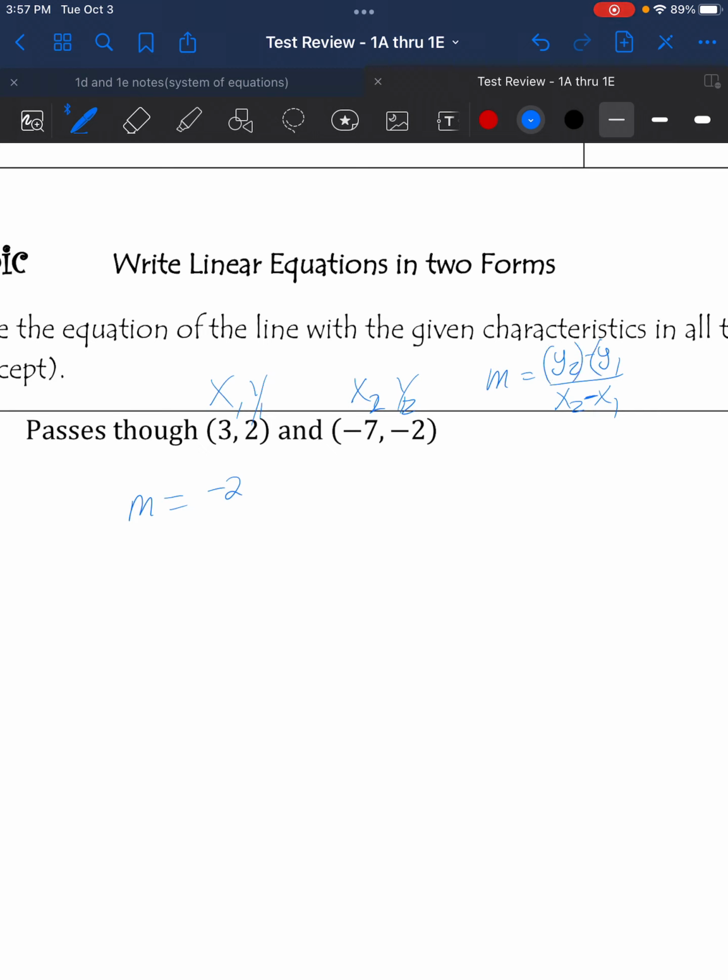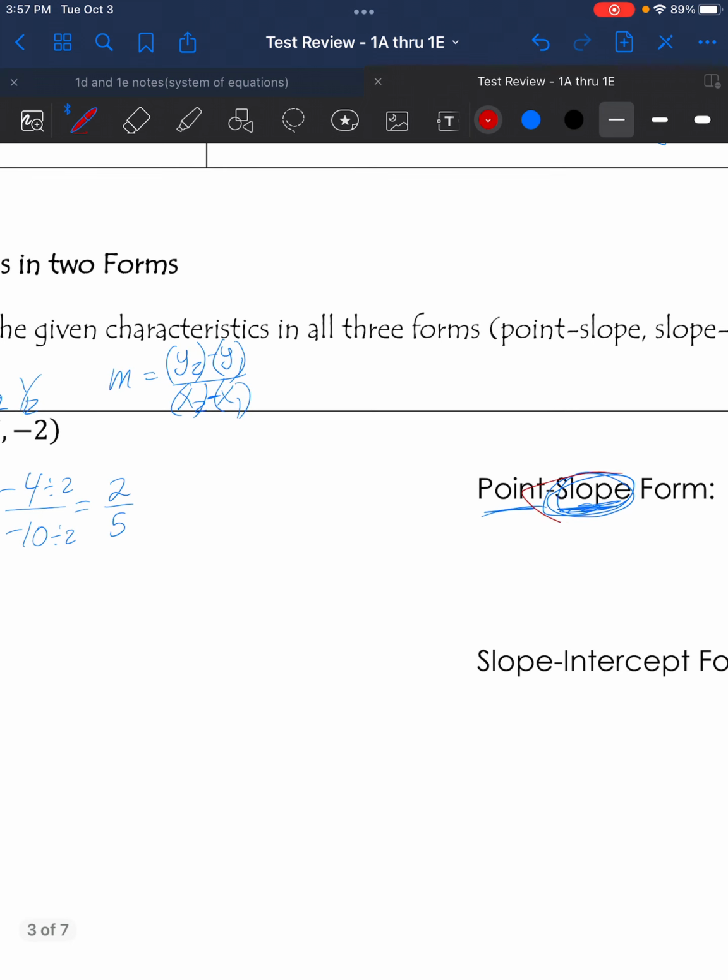A lot of times I'll put parentheses around the numbers so I don't get mixed up with this subtraction. So -2 minus 2, the y1, and then in the denominator it's x2 minus x1. -2 minus 2 is -4. -7 minus 3 is -10. Negative divided by negative is positive, and 4/10 reduces by 2. So that's my slope.